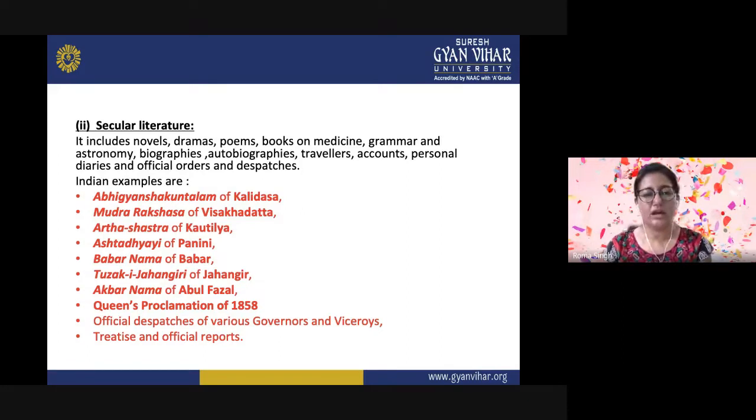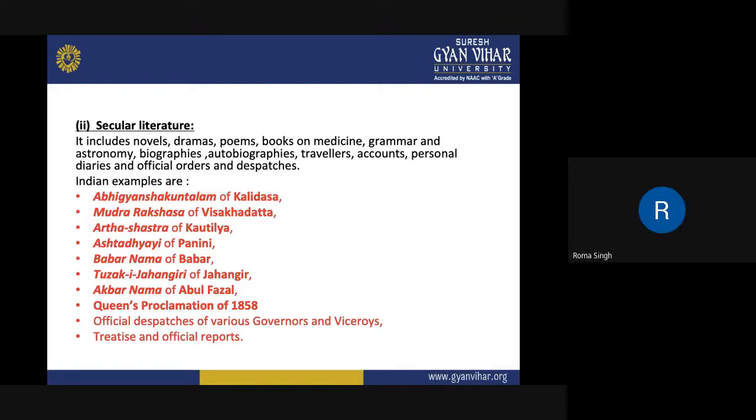Then Jahangir, another Mughal ruler, wrote his autobiography as Tuzuk-i-Jahangiri. Then one of the nine gems of Akbar, the Mughal ruler again, Abul Fazl, wrote the Akbarnama, all revolving around the ruler Akbar. Then the Queen's Proclamation of 1858, in which she transferred the power to the British governors. Official dispatches of various governors and viceroys, treaties, and official reports.